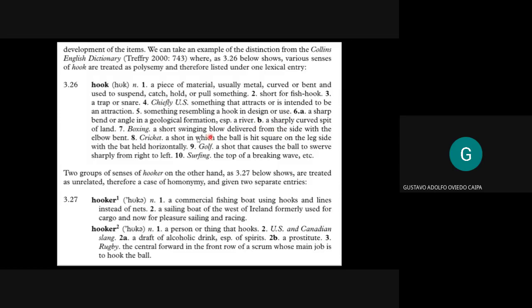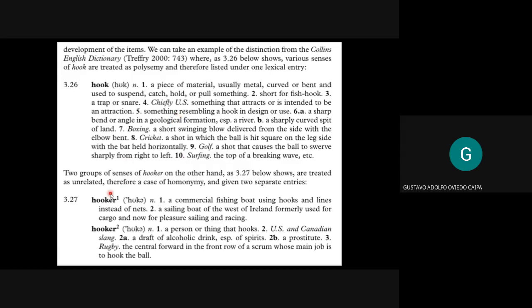Sharply curved spit of land. In boxing, for example, a short swinging blow. When there is a type of punch in boxing that looks like a hook because the arm is making a hook shape, we say that it's similar to this.